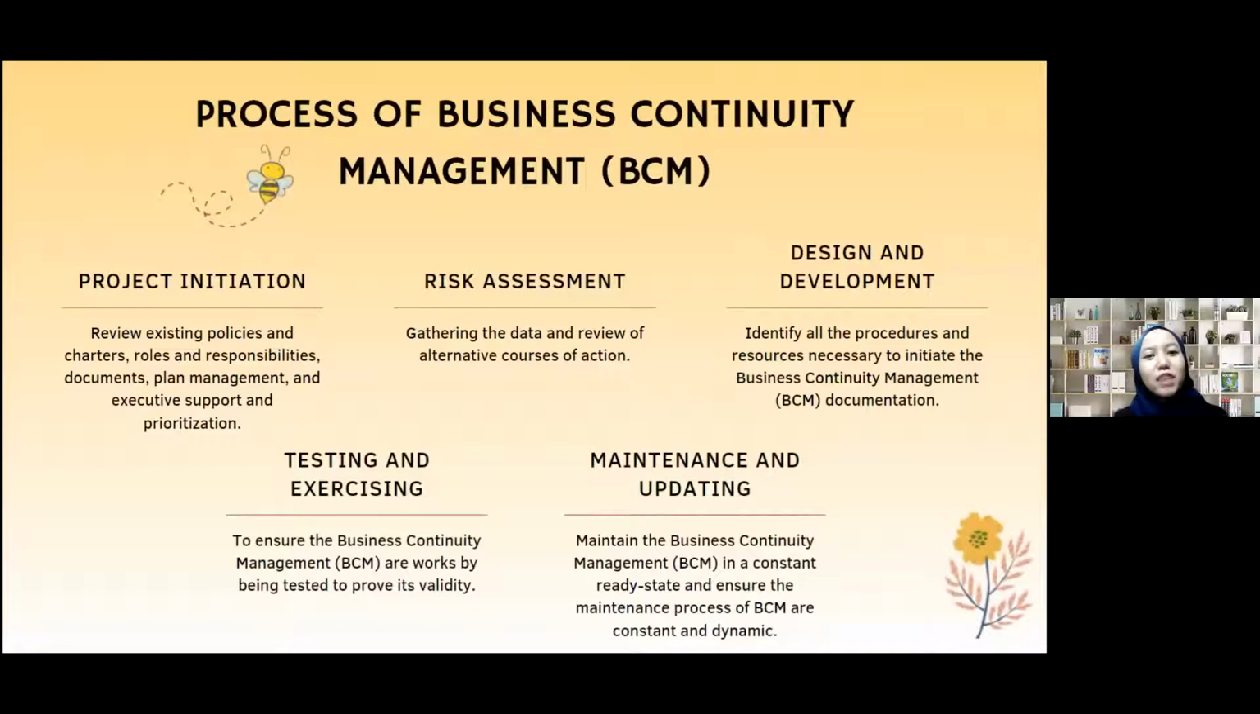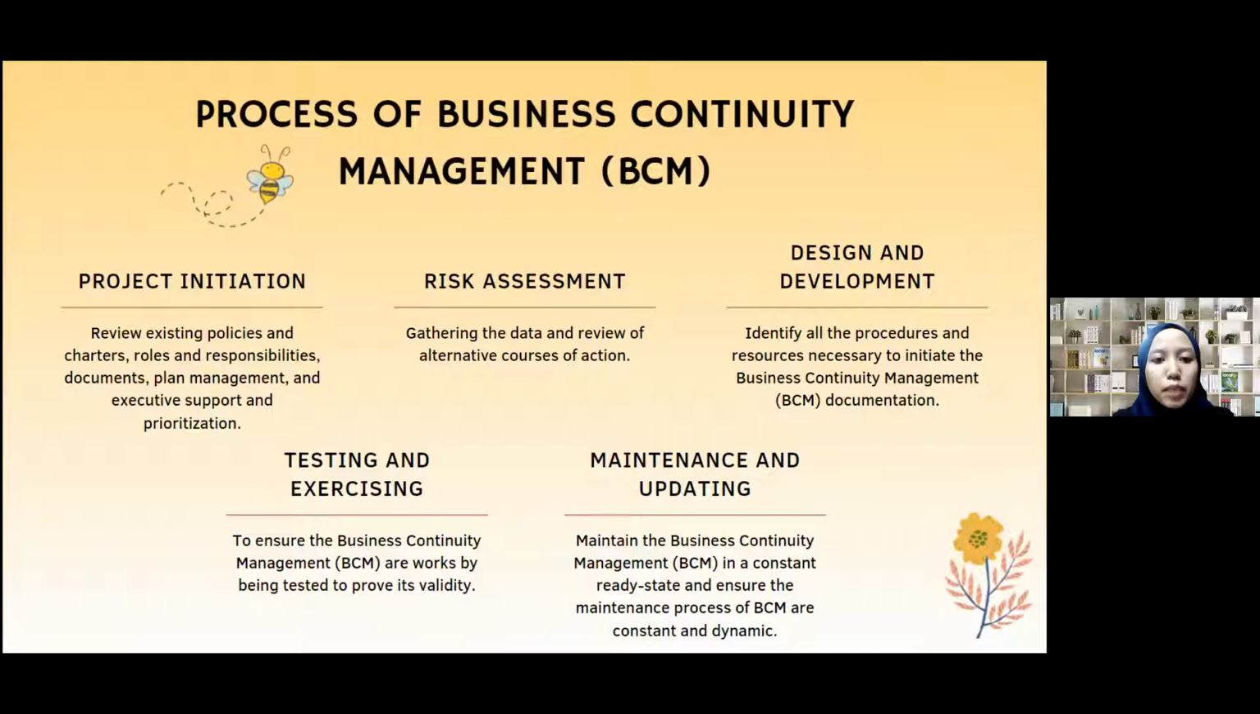Okay, next, I will explain the process of business continuity management, which has 5 phases. The first phase is project initiation, in which we review the existing policies and charter, roles and responsibilities documents, plan management, and also executive support and priorities. Most organizations have something they can use as a starting point to develop a more solid plan.